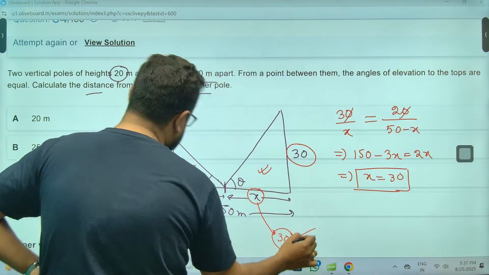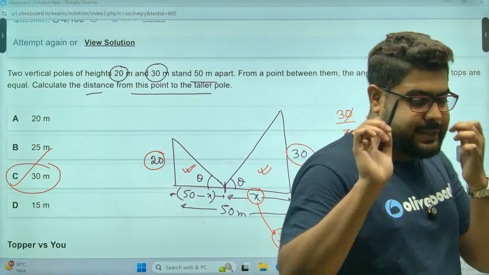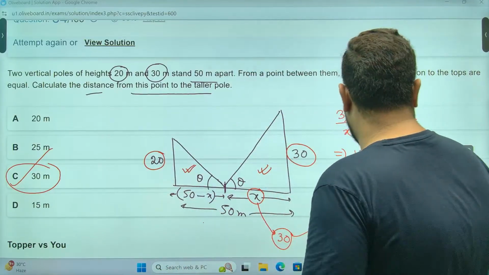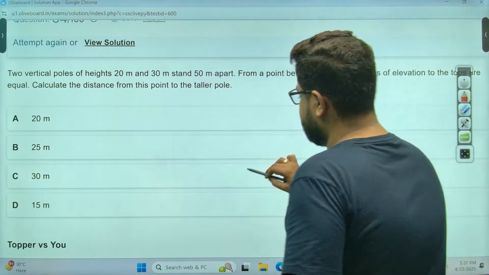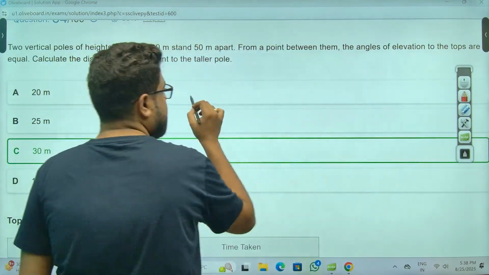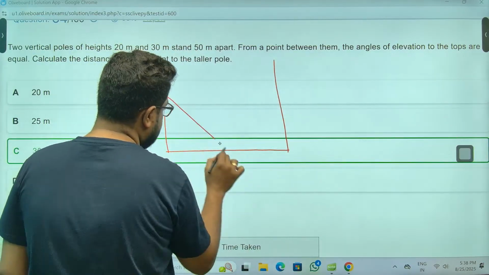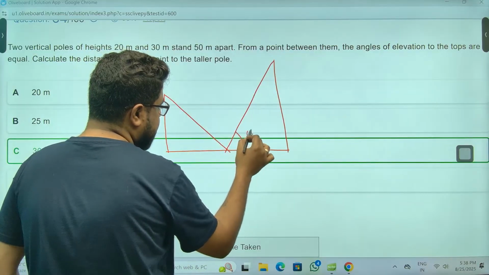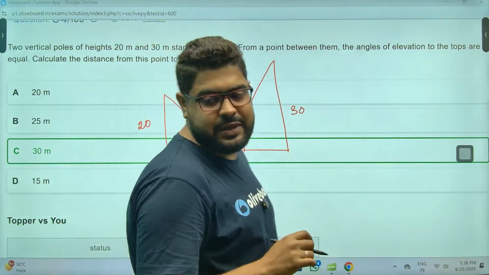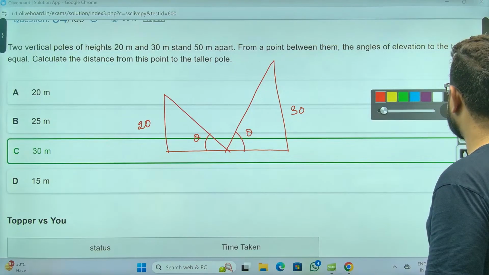Now this was the normal way. Now there is another shortcut. Shortcut kya hai, sir? Let me just say this. Now think, if you do not want to do all this, if you just want to do this, this is theta, this is theta, this is 20, this is 30. Perfect. Think like this. Can anyone here think like this? Are you guys willing to think like this?